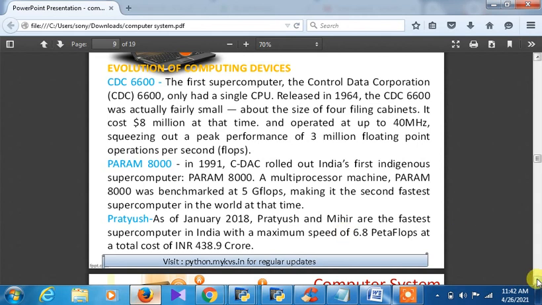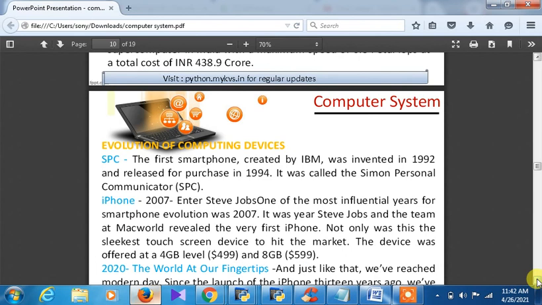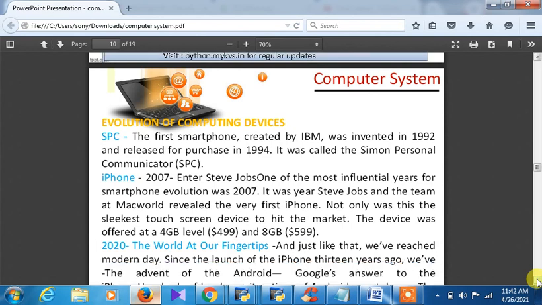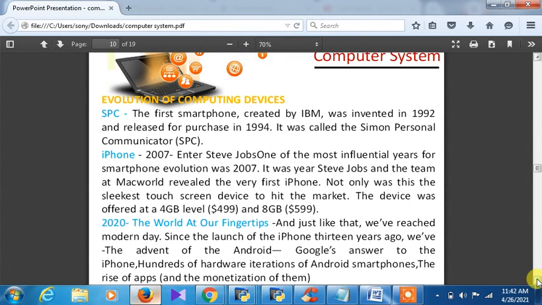So in this way, SPC: the first smartphone, created by IBM, was invented in 1992 and released for purchase in 1994. It was called Simon Personal Communicator. That's what the full name of SPC is.